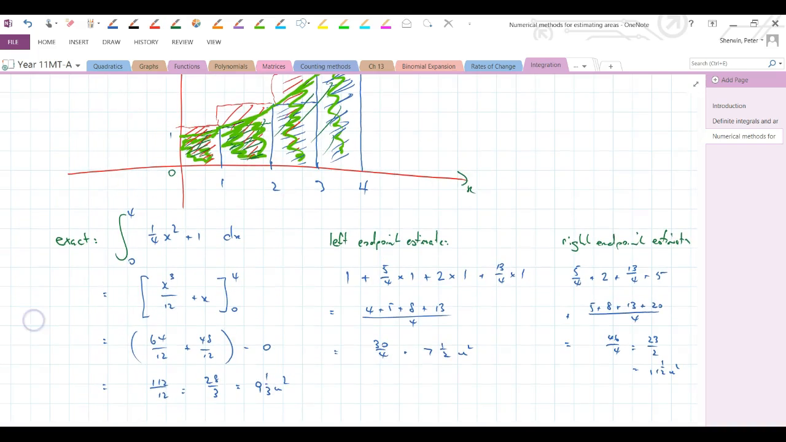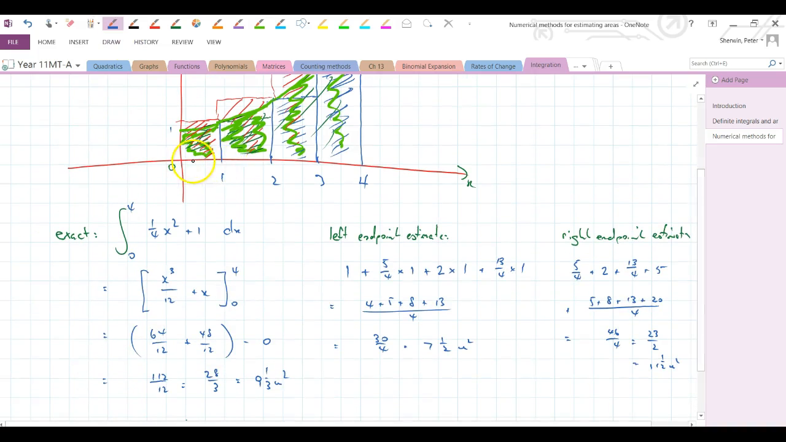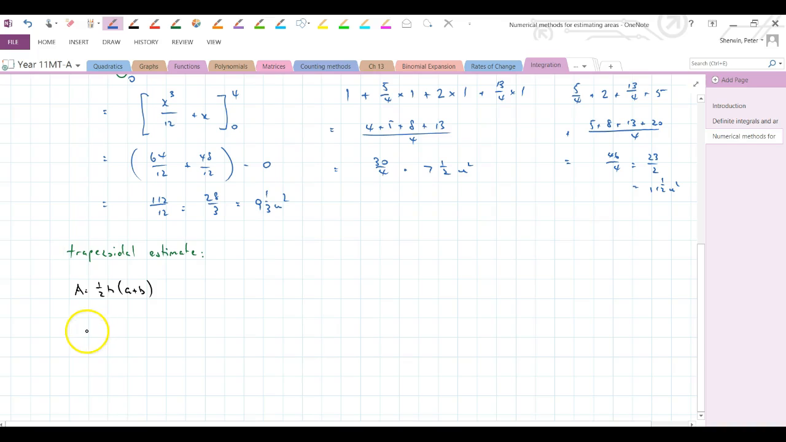Now, let's just recap what the area of a trapezium is. It's a half by the height by A plus B, where A and B are the parallel sides. In this case, my height is always 1. This is my trapezium here, in the orientation that you've got up there.